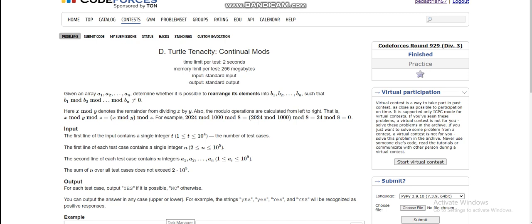Hello everyone. Today I am going to discuss the fourth problem of Codeforces round 929 division 3, which is Turtle Tenacity: Continual MEXs. So what is the problem?